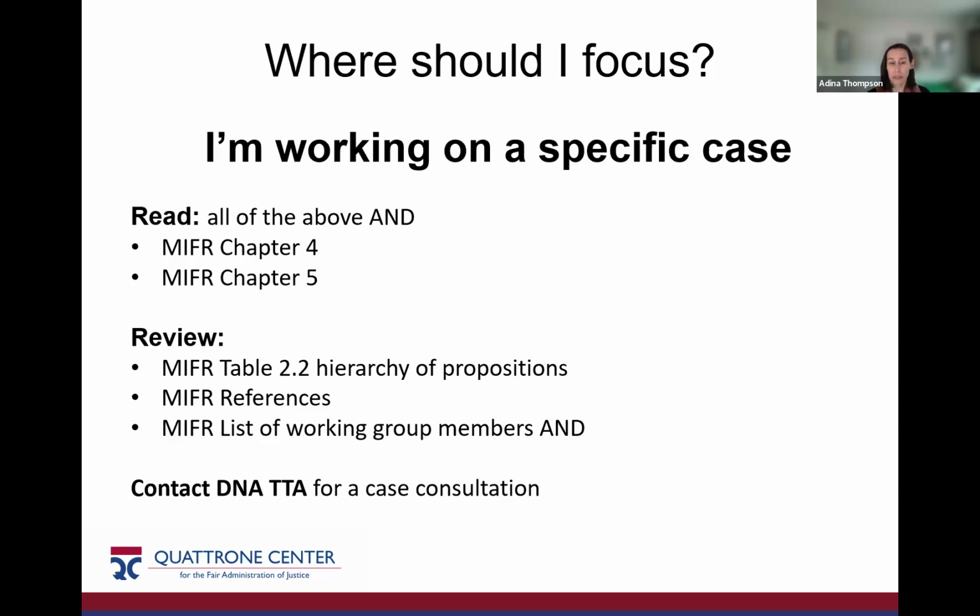I'd also suggest that you review a few more things. I mentioned this earlier in the talk, the hierarchy of propositions, the different questions that we're asking about evidence. If you're working on a specific case, you might look at that table, consider the questions that were asked about the evidence in your case, and then see if the appropriate statistics were applied.